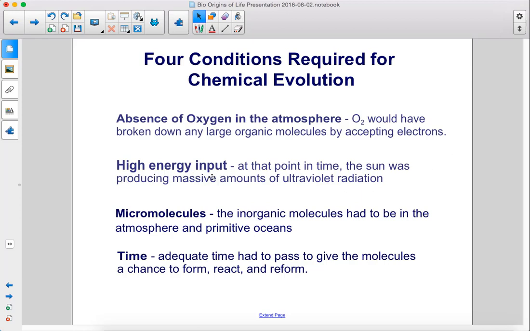High energy input. At that point in time, the sun was producing massive amounts of ultraviolet radiation. Micromolecules. The inorganic molecules had to be in the atmosphere and primitive oceans. Time. Adequate time had to pass to give the molecules a chance to form, react, and reform.